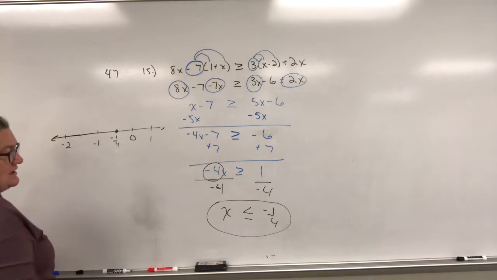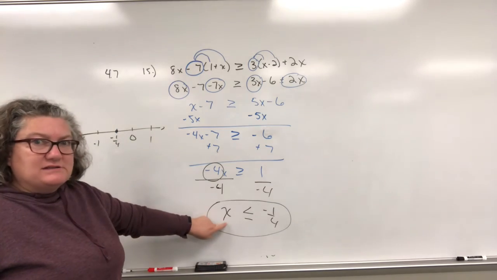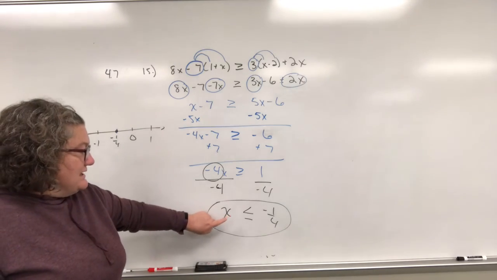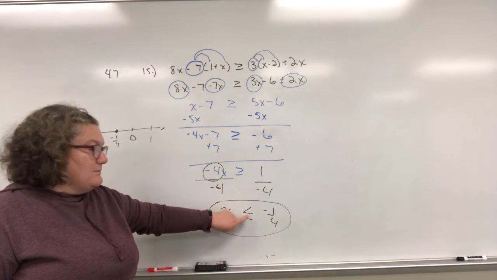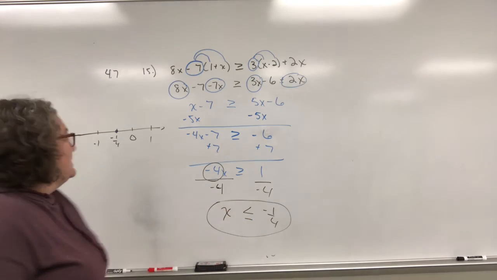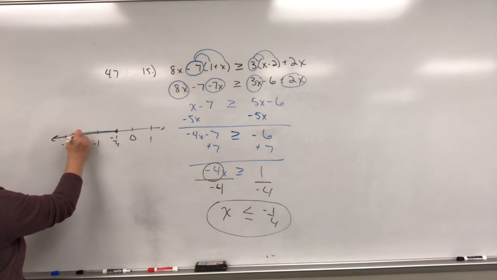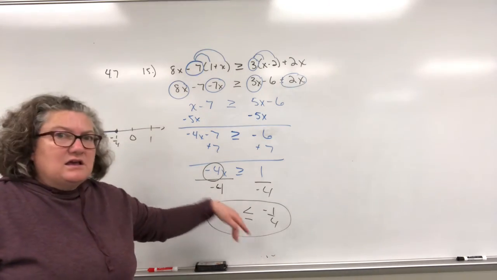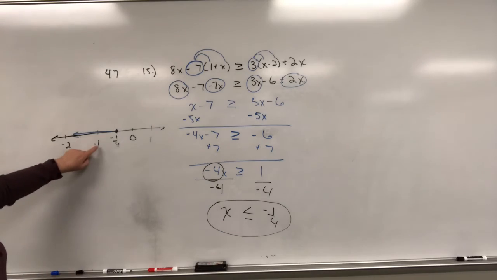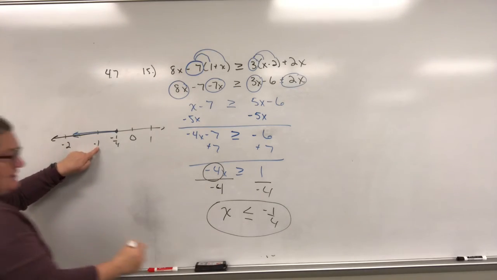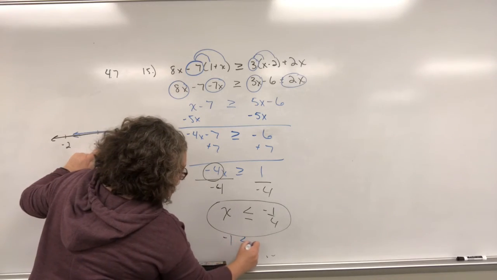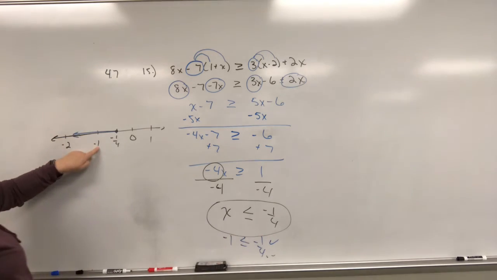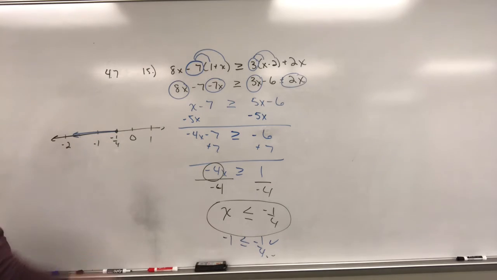Closed dot. And then remember, when the variable is on the left side, and this is why we like to have the variable on the left side, we can draw the line based on which direction this is pointing. So this is pointing to the left, but as I always say, don't just depend on that. Let's put a number in there and check to see. Let's pick -1, because that's in the graphed area. Is -1 less than or equal to -1/4? Yes, it is. It's farther to the left on the number line, and it's bigger. So there we have our graph.